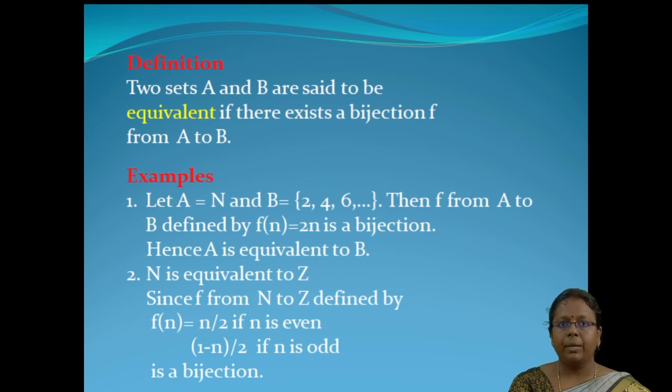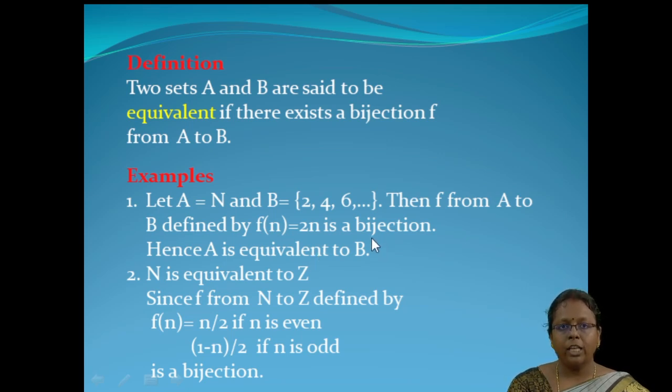Two sets A and B are said to be equivalent if there exists a bijection f from A to B. So for two non-empty sets to be equivalent, there must exist a bijection from A to B. Consider these examples. In the first example, A is taken as N, the set of all natural numbers. B is taken as {2, 4, 6, ...}, the set of all even natural numbers. Then f from A to B defined by f(n) = 2n is a bijection. So A is equivalent to B.